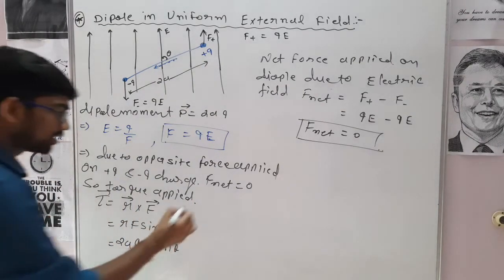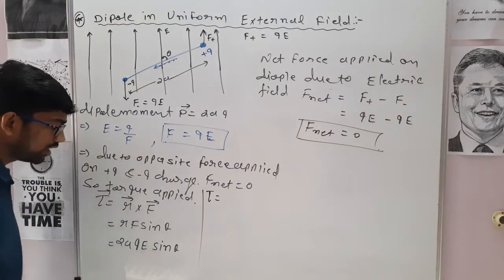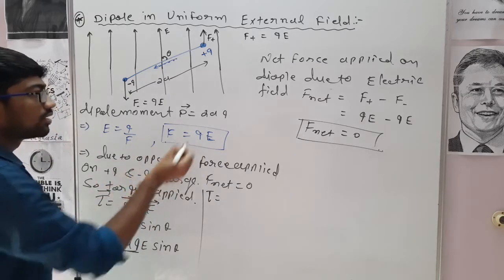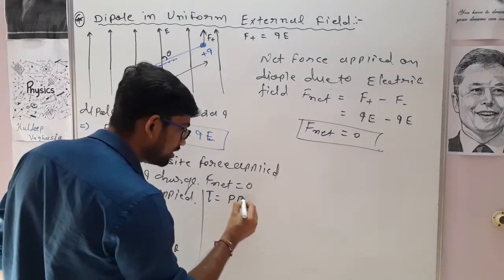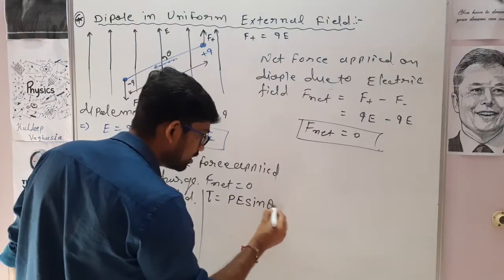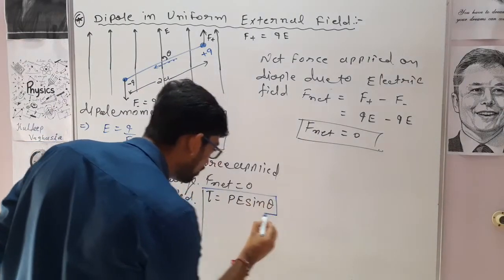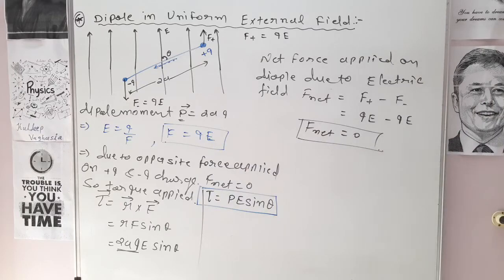So here the torque equation is nothing but torque is equal to 2aQE. 2aQ means what? 2aQ is the dipole moment P. So here I can write that it is PE sin theta. So the torque applied on a dipole in an external electric field, that equation is tau equal to PE sin theta.